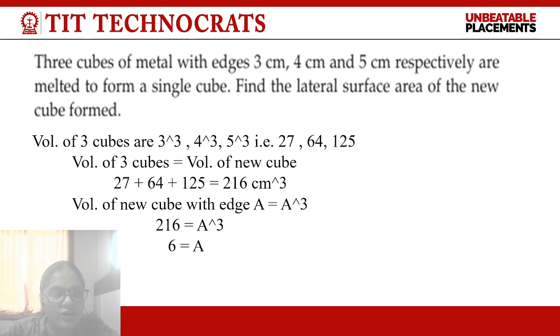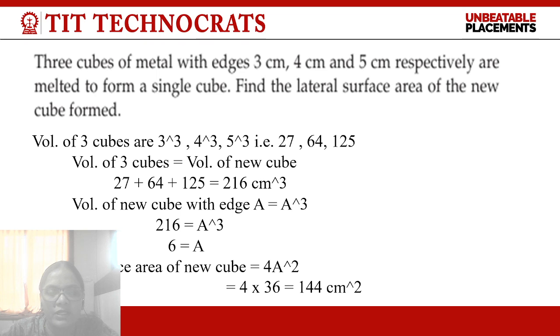Now the lateral surface area of this new cube will be 4a square, as we know the formula of lateral surface area. So 4a square, and the value of a which we have calculated earlier is 6. On putting this value in place of a, we will get 4 into 6 square. 6 square is 36, so 4 into 36 is equivalent to 144 square centimeter. So this is the lateral surface area of the cube.